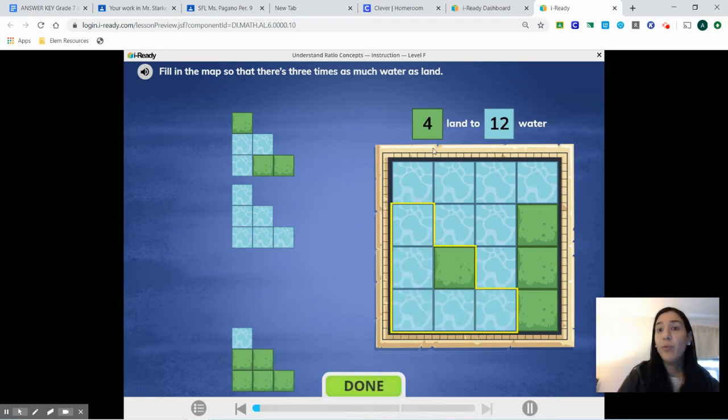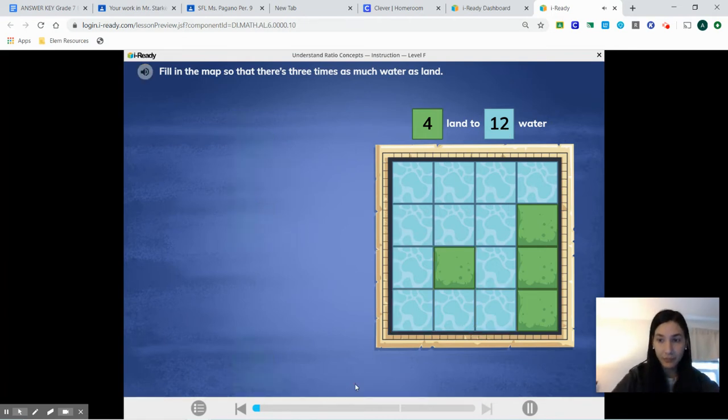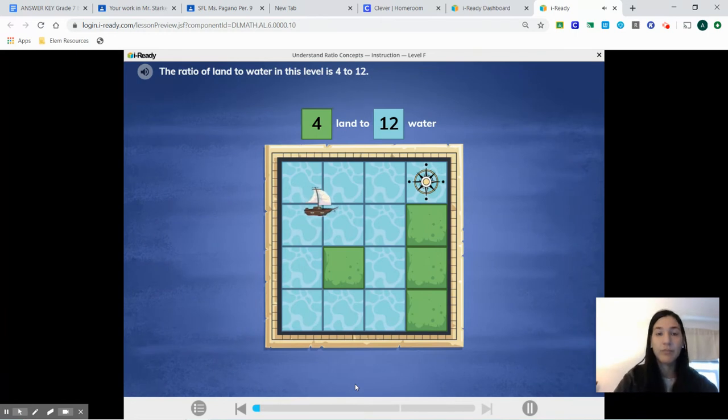This one is 4 land to 12 water, and we know that 4 times 3 will give us 12, so this one works. So we want 4 land to 12 water. The ratio of land to water in this level is 4 to 12.